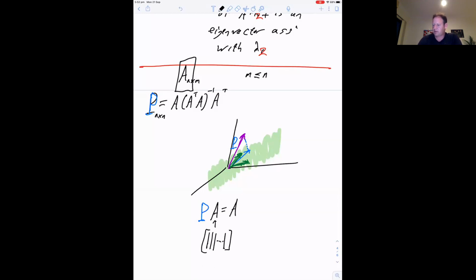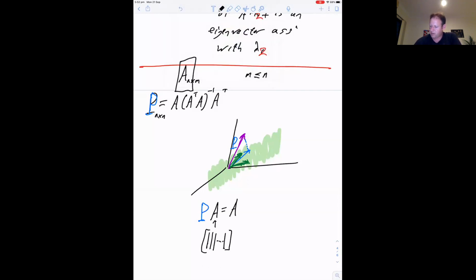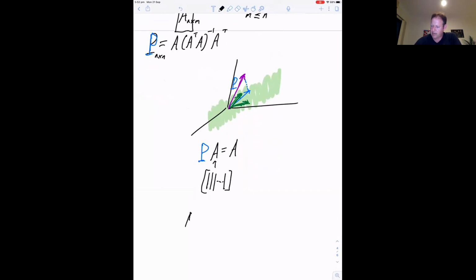Now you can see this also algebraically. If I write A times (A transposed A) inverse times A transposed, this is a projection matrix. Apply this to A, and this thing cancels with this thing. Beautiful, no? And that equals A.